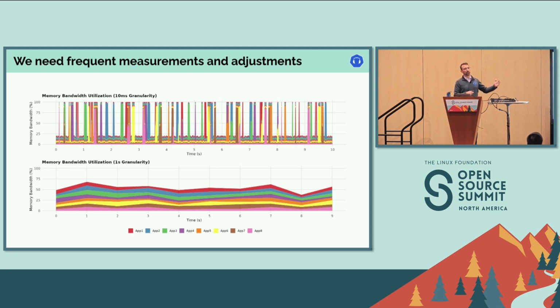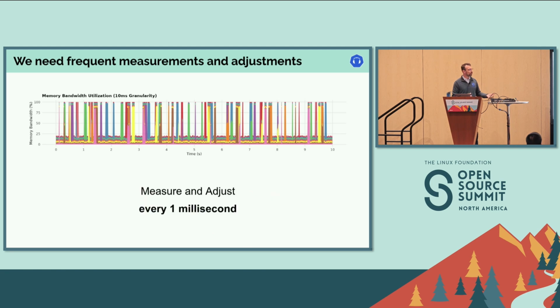If you look at these simulations of a system, we took a system and simulated these types of short-lived events. If you measure at 10 millisecond granularity, which is the top graph, you're able to see the events. But if you measure at 1 second intervals, which is pretty common for observability, maybe 15 seconds is common for observability tooling today, you lose all of the signal. It's just too slow to react to changes. You have to measure and adjust within, let's call it, a millisecond. And so that's our goal, and that's what we set out to do.